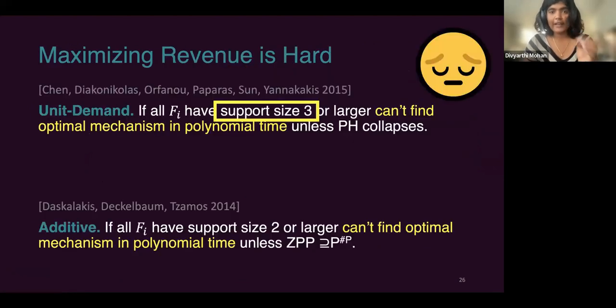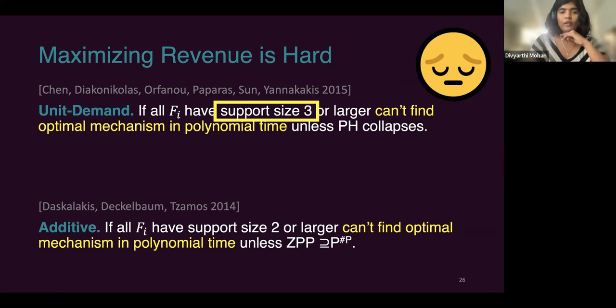And again, as Ravi asked, do we get something better because of finite support? It turns out no. Shen et al. have this nice result that shows that even when the support size of each of the items is just 3, okay? So each item takes at most 3 different values. We can't find the optimal mechanism in polynomial time unless the whole polynomial hierarchy collapses.